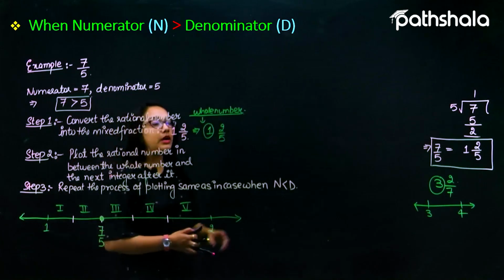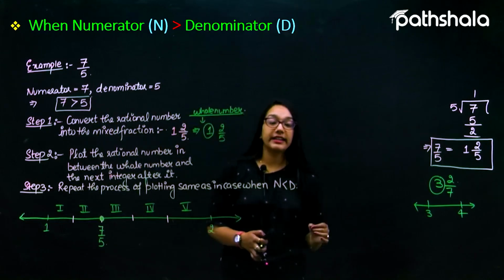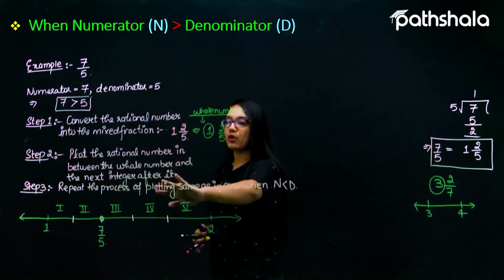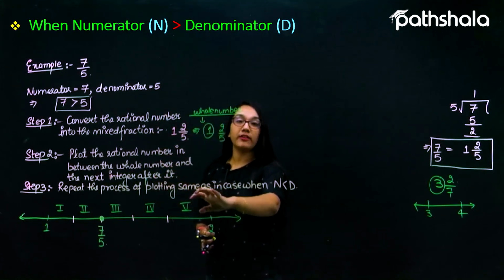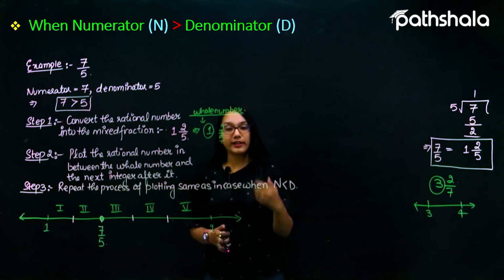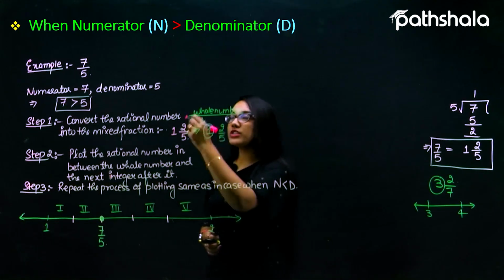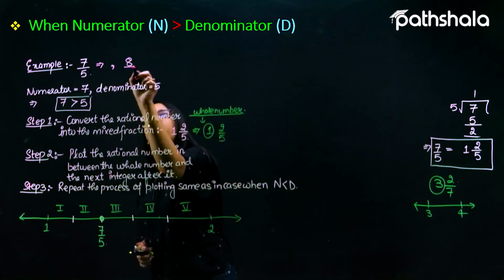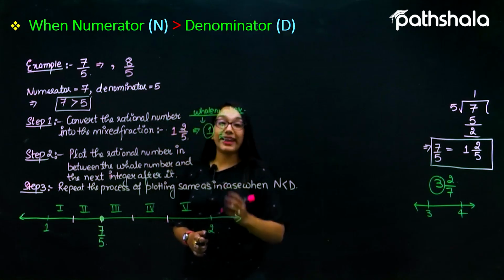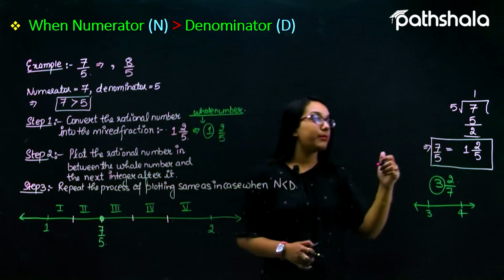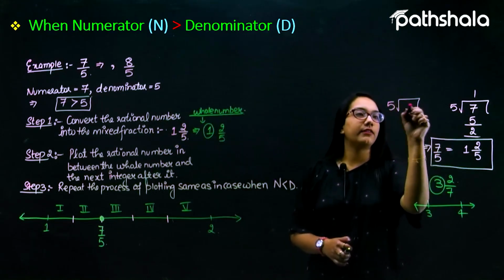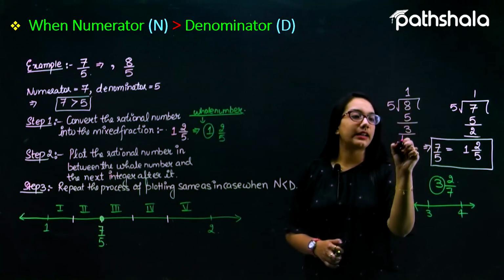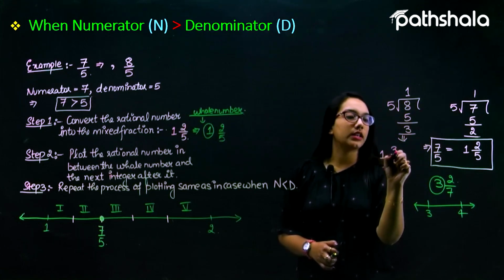So always remember that whenever the numerator is greater than the denominator, you always have to follow all these steps in order to plot a rational number. Let us suppose I'm talking about a rational number other than 7 by 5, which is nothing but 8 by 5. Again, when we divide 8 by 5, 5 ones are 5 and the remainder is 3, so it can be converted as 1 3 by 5.